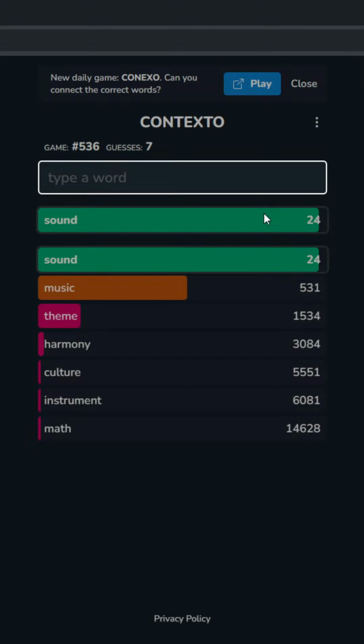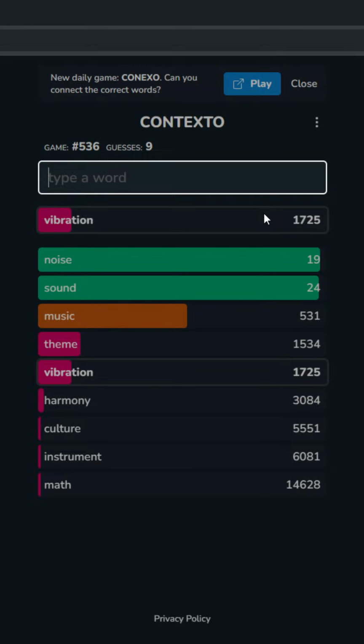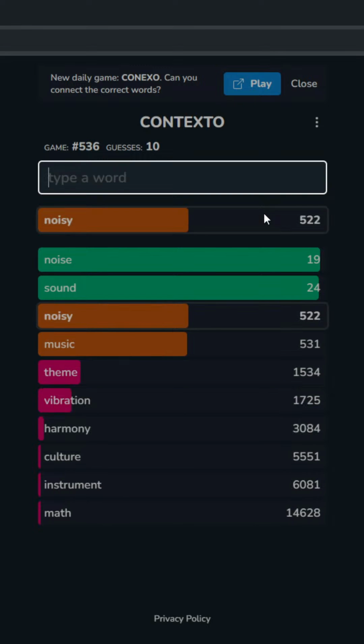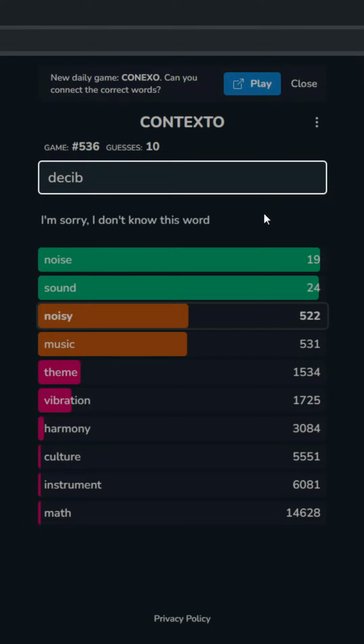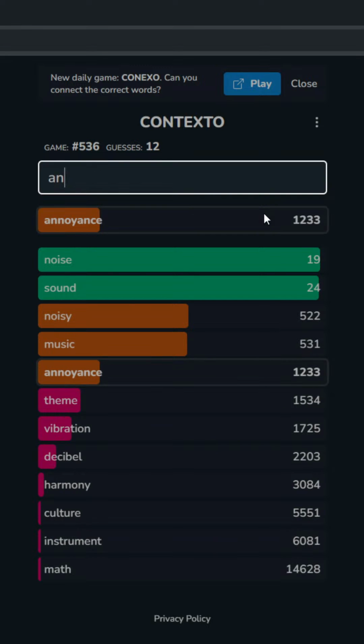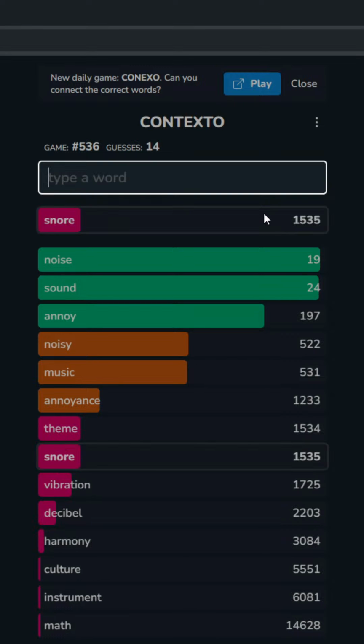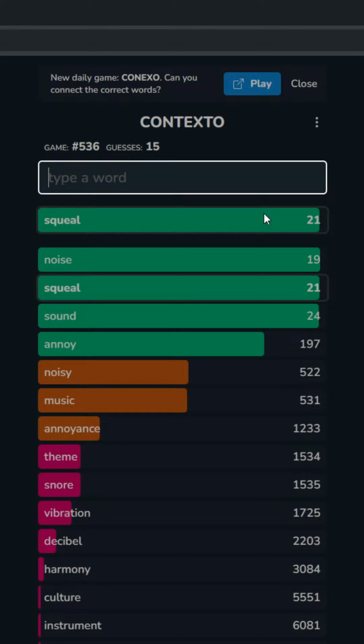What are words similar to sound? Noise. Vibration, that's too specific. Noise, noisy. Decibel. Annoyance. Annoying. Snoring. No. Squeal. Scream?